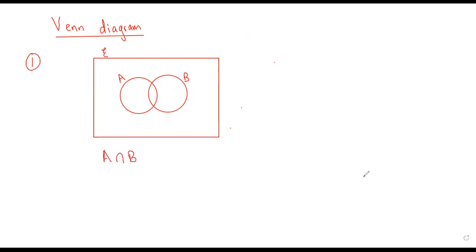Okay. Now, I can clearly see I have a universal set. I have A and B. I need to shade the region that is representing A intersection B. What is A intersection B? A intersection B is that stuff which is common in A and B. So on Venn diagram, this is the region that is basically representing A intersection B, right? Is this okay?